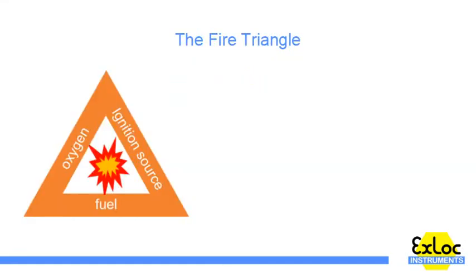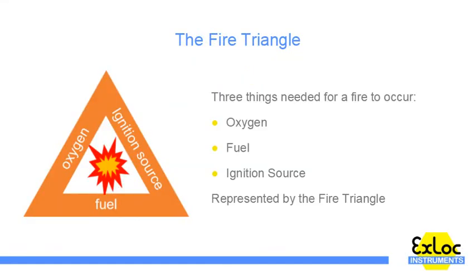The fire triangle. For most fires to occur, there needs to be three things present: oxygen, fuel, and an ignition source. These are often represented by the fire triangle.